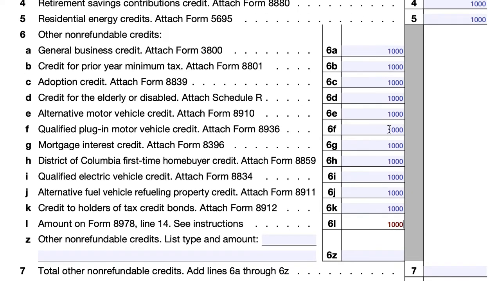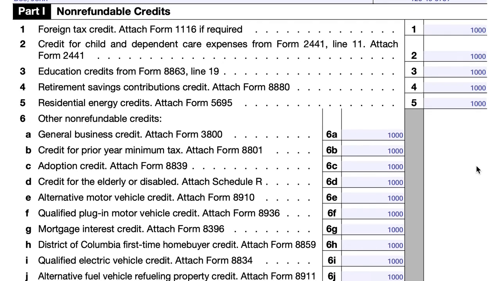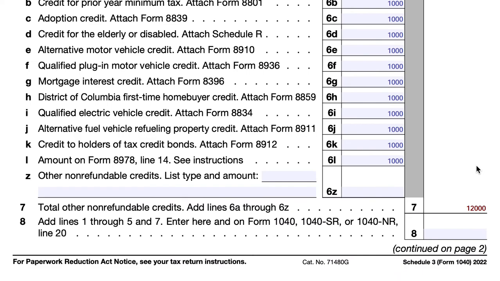Now in line 7, we're going to add all of these lines. So 1, 2, 3, 4, 5, 6, 7, 8, 9, 10, 11, 12. $12,000. And then for line 8, we're going to add that $12,000 figure to the first 5 lines, and we come up with $17,000.